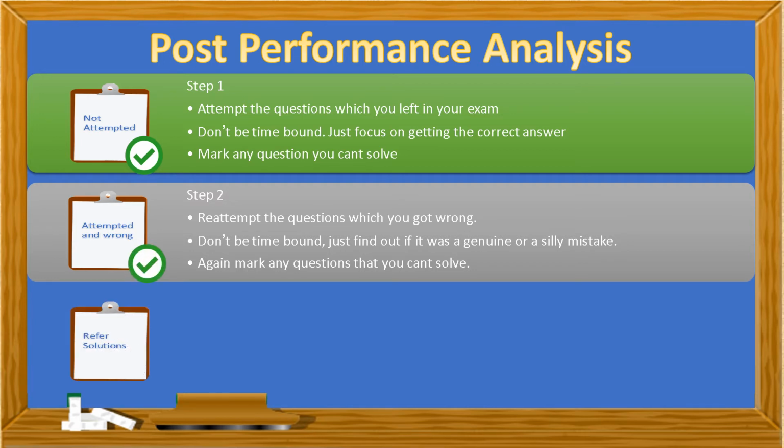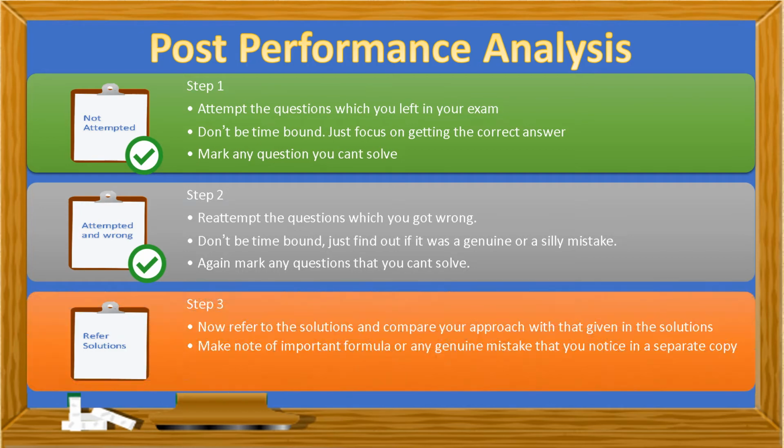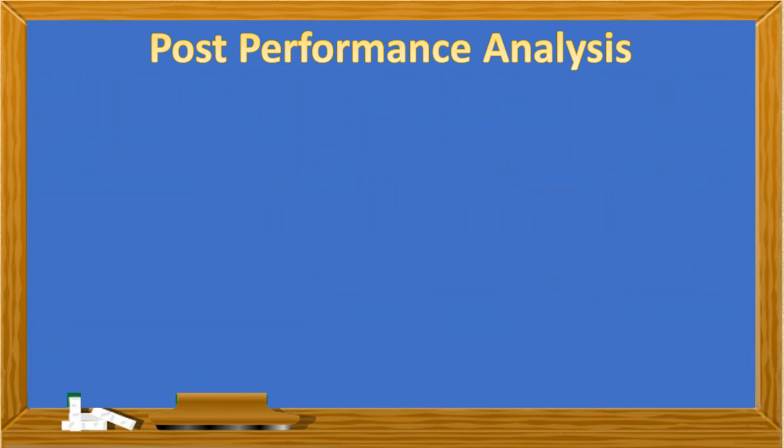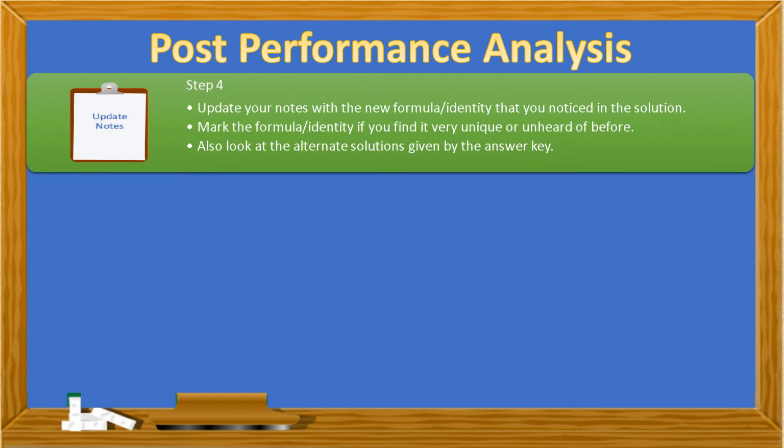This is the time where you look at the solutions. Compare your approach with that of the solution and make note of any important formula or a genuine mistake that you notice. The next step is to update your own notes with the formulas or the identity that you noticed in the solution. If you find the formula or the identity very unique or unheard of before, then mark that formula or the identity. Have a look at all the alternate solutions given by the answer key to understand the different ways of solving a particular question.